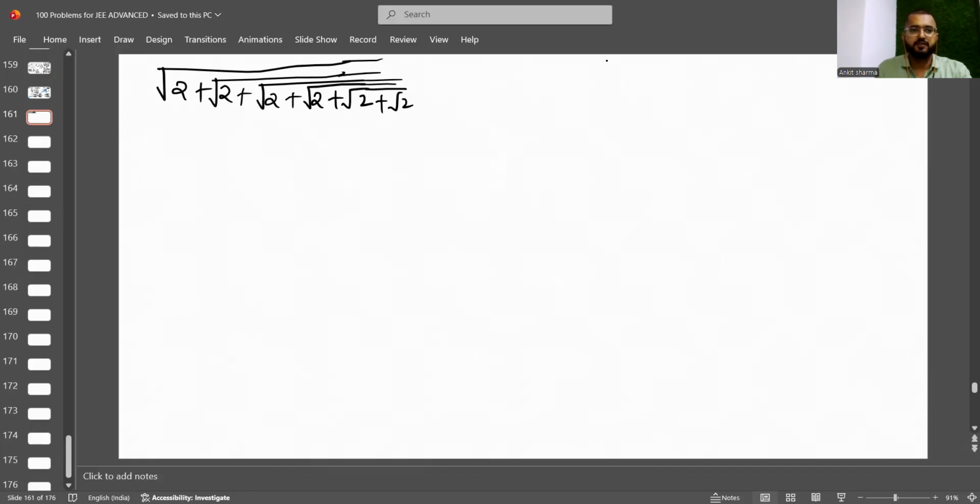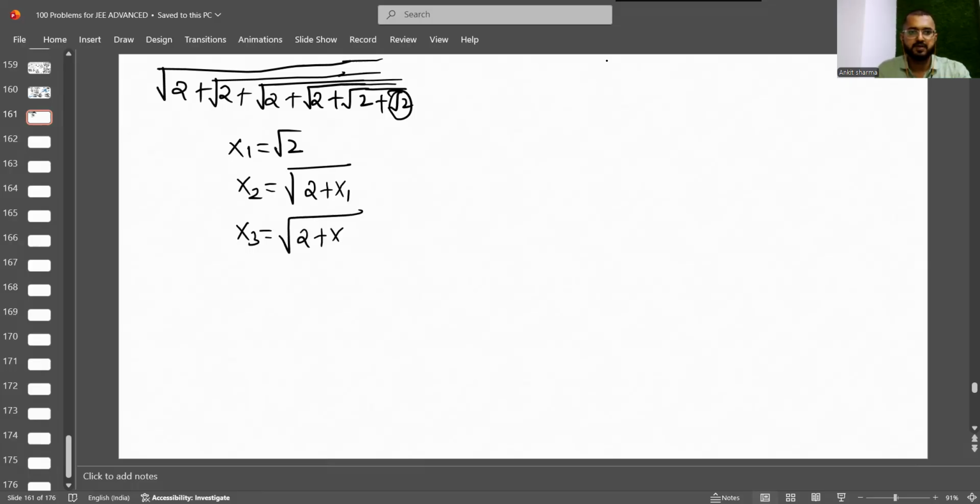So if we see this carefully, then I can take this one as x1. So I have x1 is equal to square root of 2. If I look at the second one, then x2 is basically square root of 2 plus x1. And then we have x3 is equal to square root of 2 plus square root of x2, which is ultimately the same thing. So we could write 2 plus square root of this. So this will go on eventually.